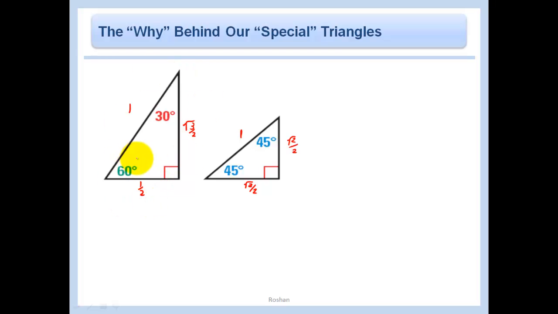Let's start with the 30, 60, 90 case. It all starts with an equilateral triangle. An equilateral triangle 60, 60, 60 with side lengths 1. Well, that equilateral triangle gets cut in half so that this is a right angle and that this is 30 degrees. The angle's bisected, so that means we have 2 equal lengths here. Since this whole side was 1, this side must be 1/2. So that's the reason behind your 1/2 there.